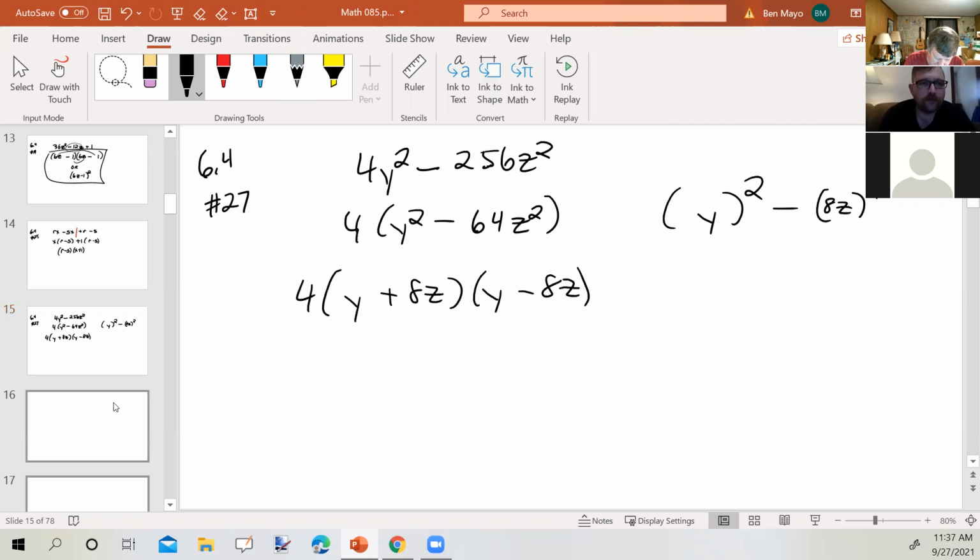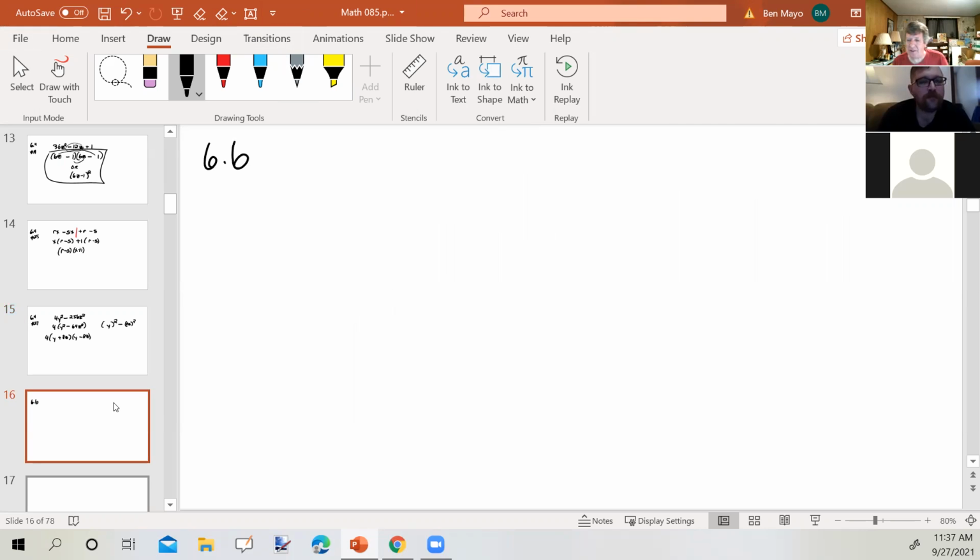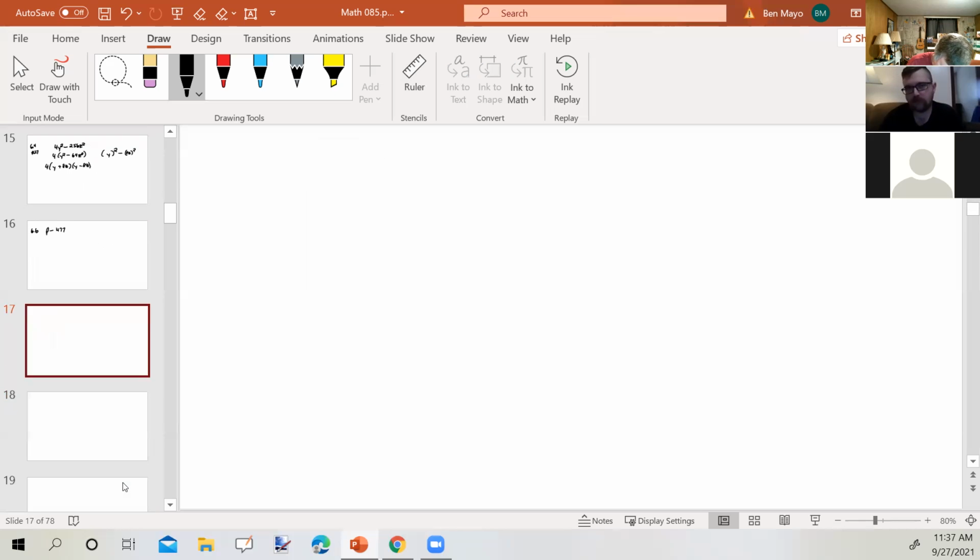So now, 6.6, there's nothing new here. It's just that rather than focus on a particular kind of factoring, they mix it all up. So first of all, I want to tell you that in the textbook on page 477, they have their general strategy for factoring polynomials. I'm going to give you my general strategy, which is pretty much the same thing, but in my own words. So here it goes.